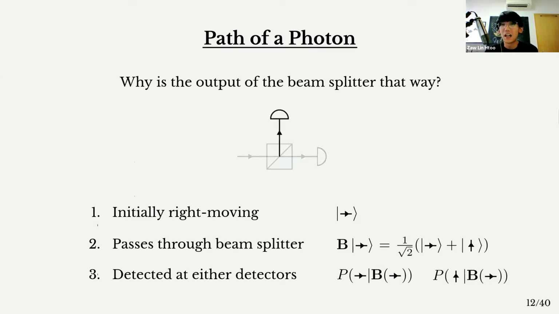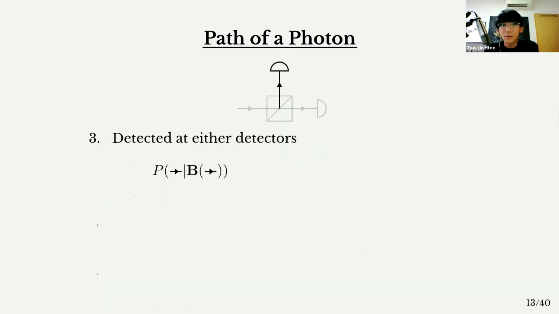And conversely, the detector on the upper path is basically asking the question, what is the probability of finding the photon there, given that I've passed a right moving photon through a beam splitter? And we have just learned how to find this out. This should be the one that should be highlighted, the rightward detector, sorry. So what's the probability of getting a right moving photon after passing a photon through a beam splitter?